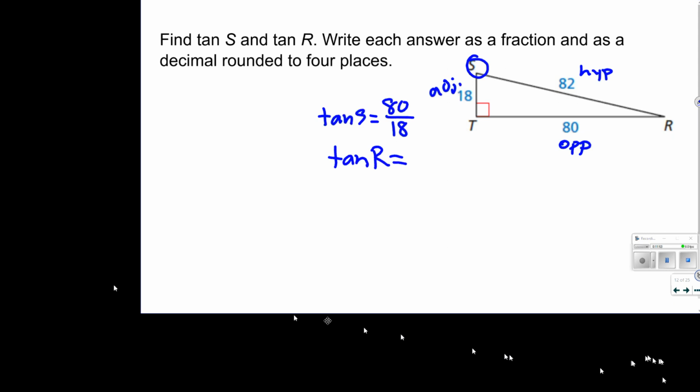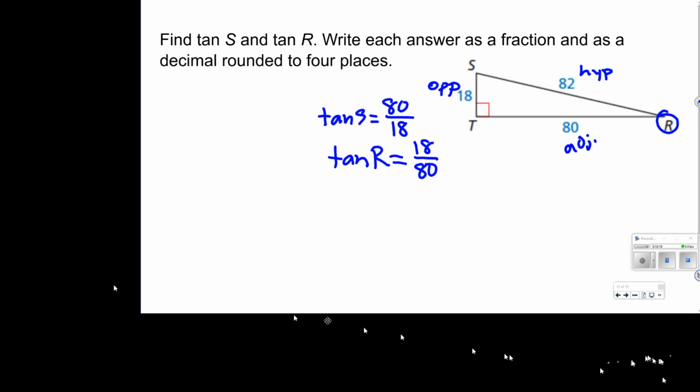Okay, so I got to change my perspective now. So now I'm over here. This is now my angle. So the 18 is now my opposite side. The 80 is now my adjacent side. The hypotenuse never changes. Okay, tangent again is 18 over 80. So opposite side is 18, adjacent side is 80. There's my answer right there.